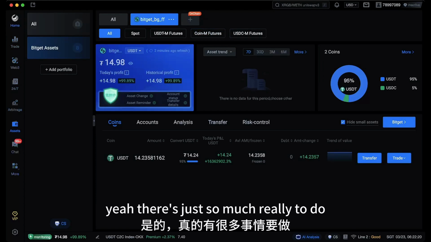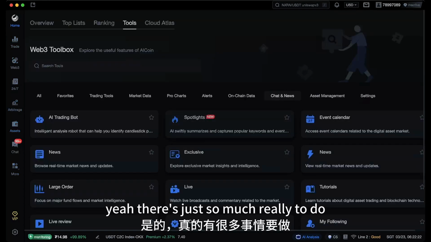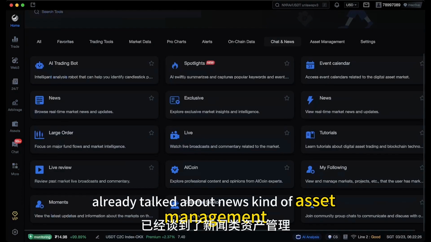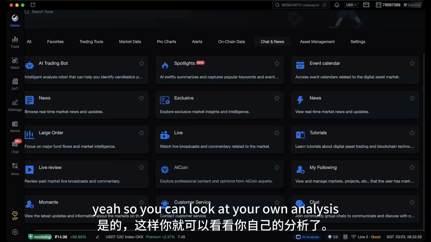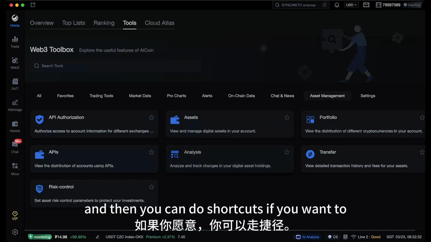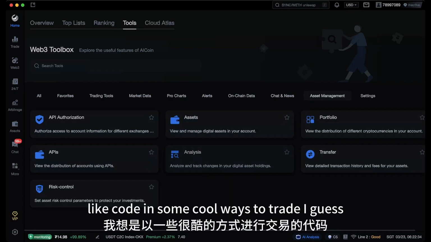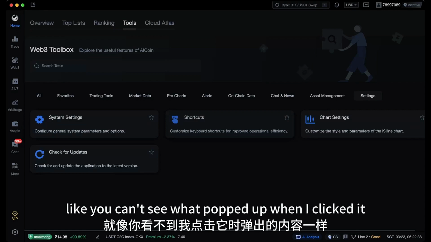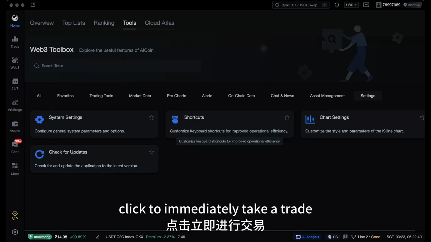Now, there's so much more to talk about. I don't really even know where to go at this point. There's just so much really to do. My following, news, we already talked about news kind of, asset management. So you can look at your own analysis. I haven't taken any trades yet. And then you can do shortcuts if you want to code in some cool ways to trade, I guess.